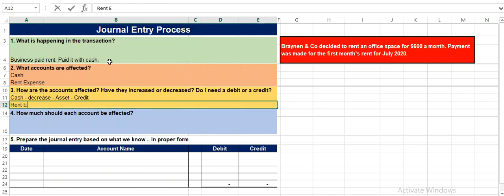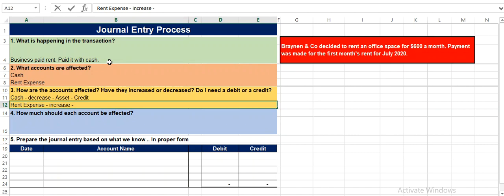Second account is rent expense. What is actually happening to that account? Okay, so we're paying rent expense. That means it's an additional expense that the business has. So what does that mean? Well, if it's an additional expense, we have to increase the amount of expenses that we've paid for rent for whatever period of time. So that therefore means that the rent expense account we have to increase.